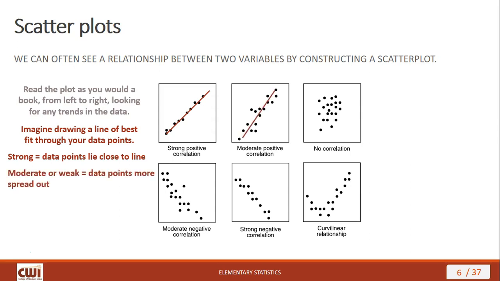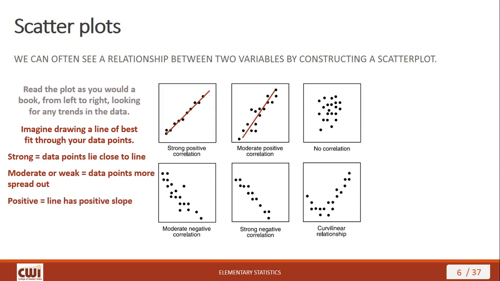A moderate or weak correlation would exist when the data points are more spread out. So you can see that we still resemble that trend of a straight line as we go from left to right, but the data points aren't as close to that line of best fit as we saw with the example of strong positive correlation. So the farther away those data points get from your line of best fit, the less correlation you're going to have.